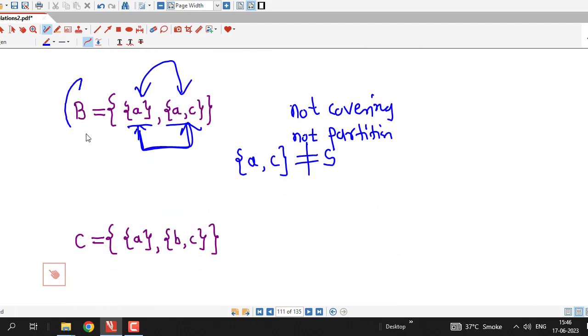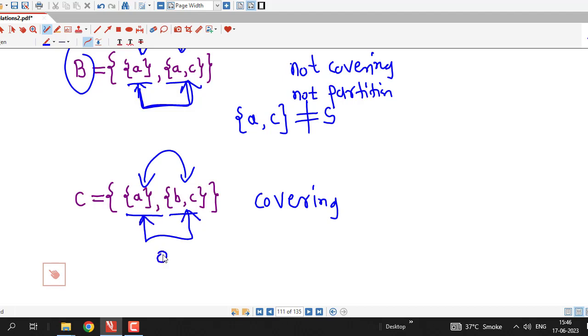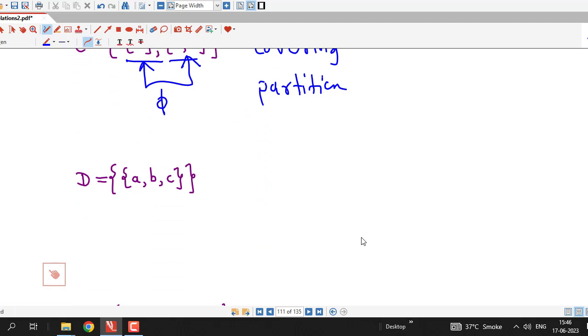So this collection is neither a covering nor a partition. Here we can see that if we take union of these two, then we will obtain the given set. So this is a covering, and there are only two members. If we take their intersection, then we will obtain the empty set. So this is a covering as well as a partition of the given set S.